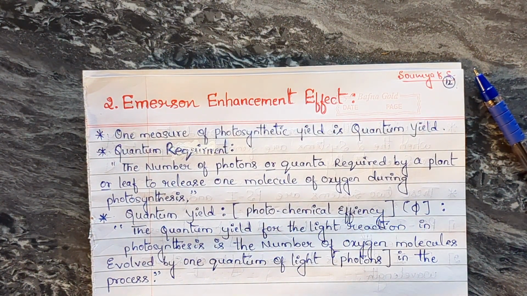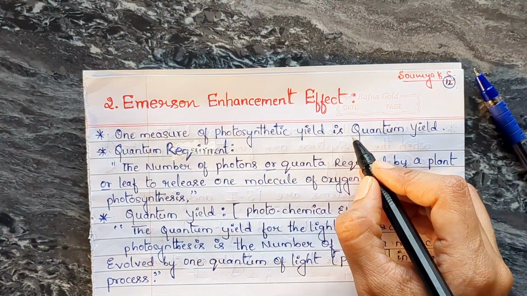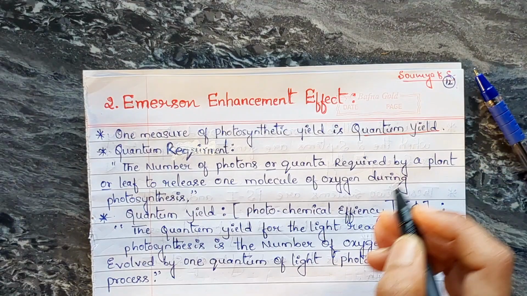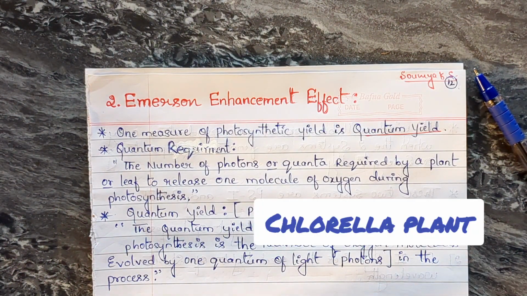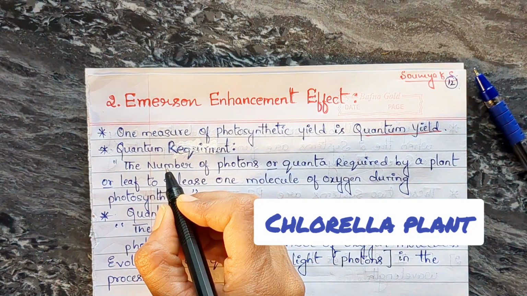To measure that, there is a concept called quantum yield. One measure of photosynthetic yield is quantum yield. It is a unit of measure of the rate of photosynthesis, and he did the experiment in the chlorella plant. What is this quantum yield then?